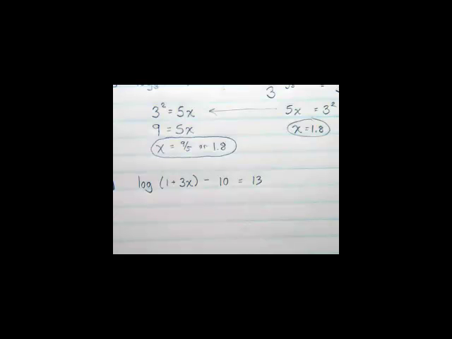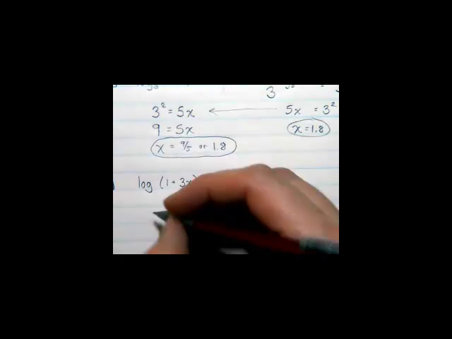The log was already isolated in the last one. In this particular one down here, we haven't done that yet. Always the first step is to try and isolate the log if it's not already there. So if you have log of something equals a number, okay? So what's the first step I got to do here to make sure that happens? Add the 10. Yeah, I have to do that first.